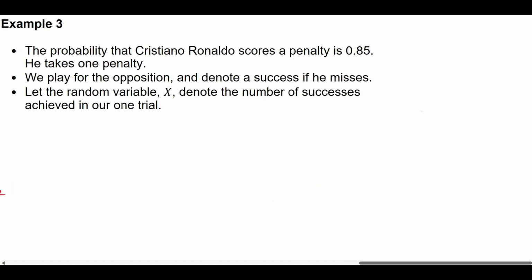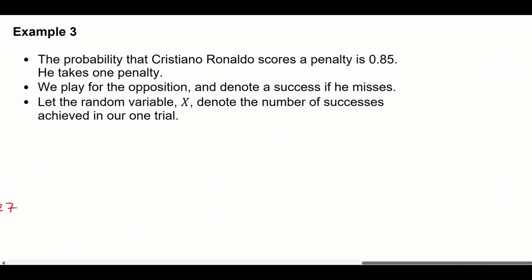Finally, we've got one more example. The probability that Cristiano Ronaldo scores a penalty is 0.85, and he takes 1 penalty. However, this time we play for the opposition, and we denote a success if he misses. Again, our random variable x denotes the number of successes achieved in our one trial. So x is modelled by a Bernoulli distribution, but the probability of a success for us is 0.15 because we want him to miss.